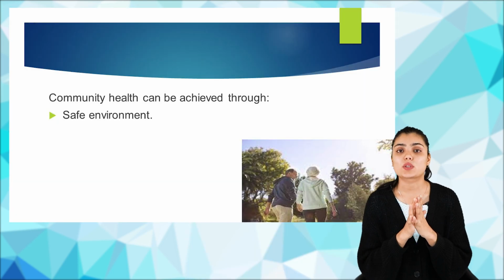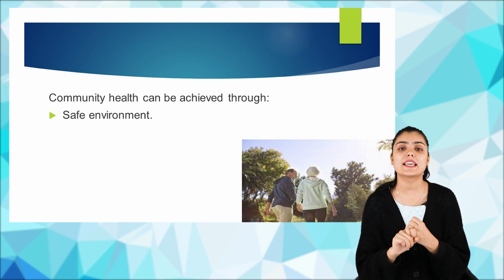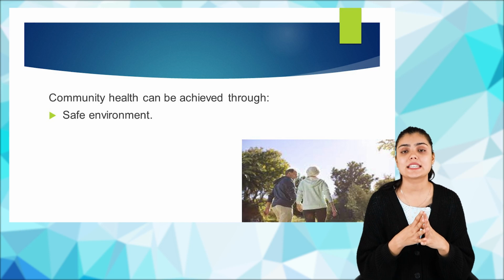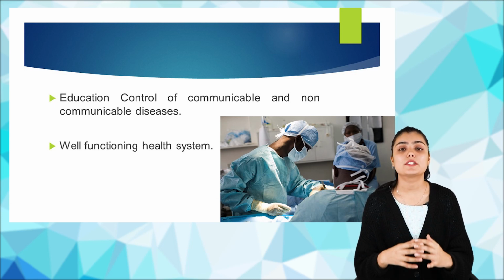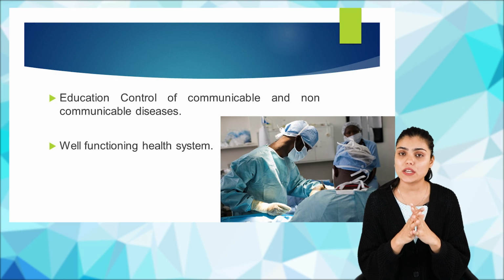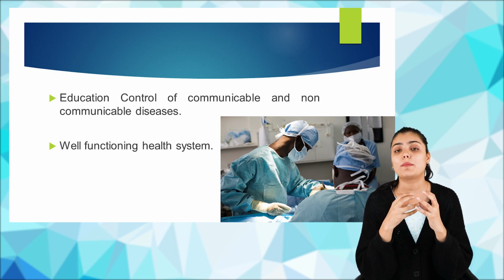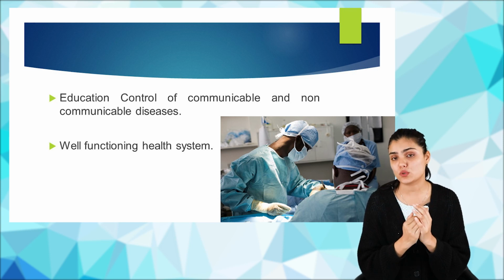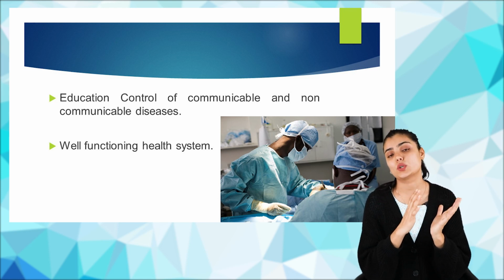Let us now see how we can achieve community health. There are various ways through which we can achieve community health. The first thing is providing a safe environment. Providing a safe environment for the community people so that they can stay safely in that environment without acquiring any disease is the first way through which community health can be achieved. The second way is by providing health education, or education on various communicable and non-communicable diseases. When we educate the community people about various communicable diseases, how they are spread, how they are transmitted from one person to another, or how they can be controlled, only then will people have the awareness, only then will people realize what can be done, what is to be done and what should not be done.